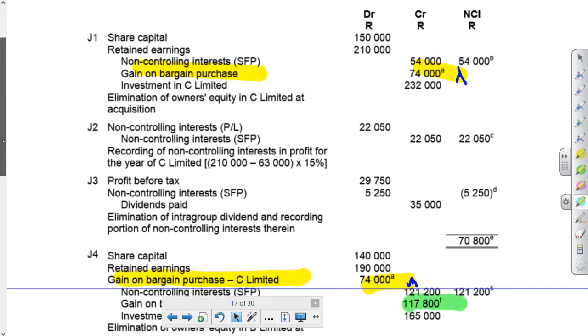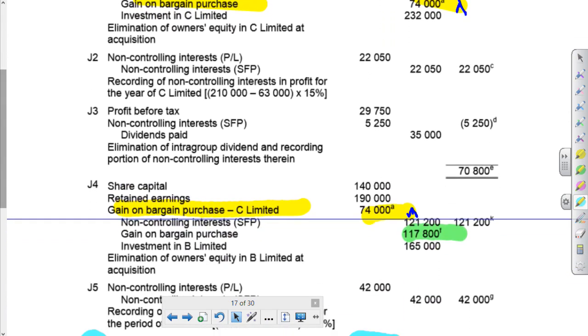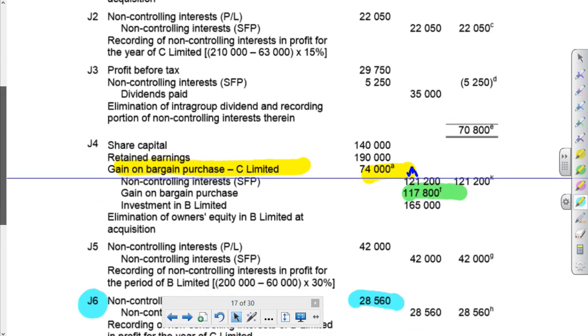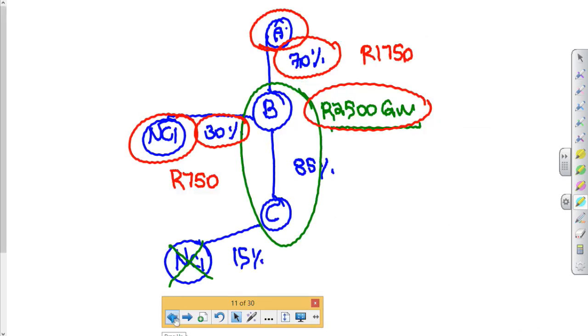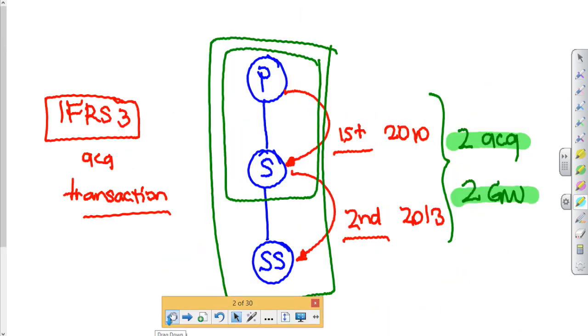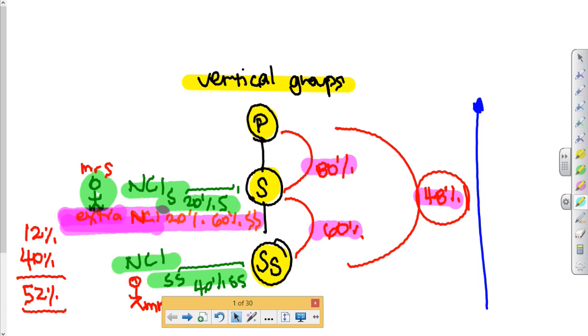Yeah, the other bits of profit are already sitting in this acquisition entry over here. Okay, so that's a vertical group. If I just go back to the beginning, in a vertical group, there are two things, and only two things you need to worry about.